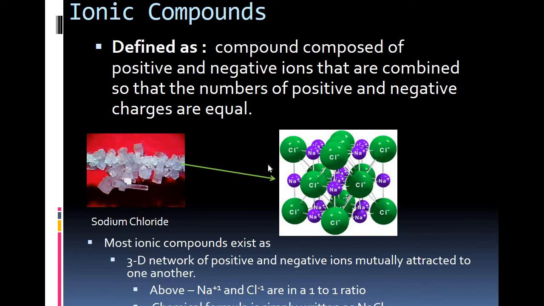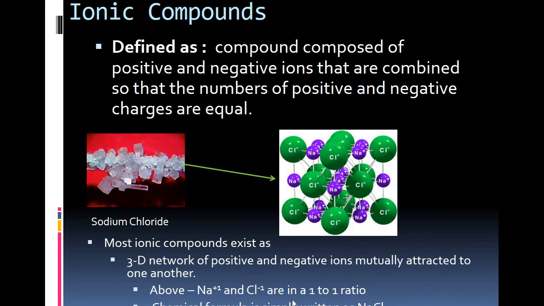What happens with table salt? You have sodium, which has one valence electron. You have chlorine, which has 7. So sodium really wants to get rid of an electron. Chlorine really wants an electron. So sodium is more than happy to give its electron to chlorine. Now what happens is you have a sodium ion and a chlorine ion. They are positive and negative, so they are attracted together. And it just repeats over and over and over again, sodium chloride over and over again. It creates a three-dimensional network of positive and negative ions mutually attracted to one another.